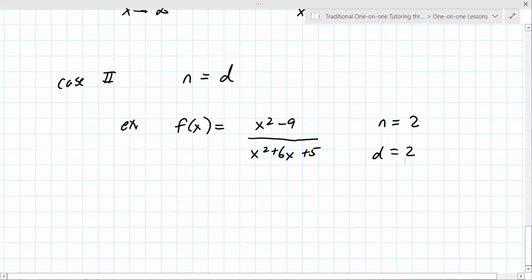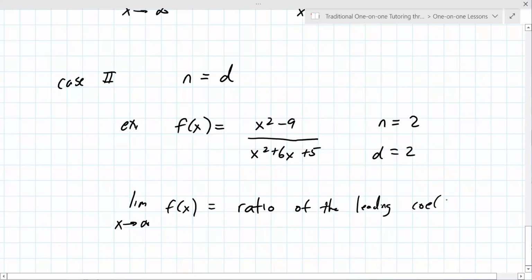So now your limit of f of x ends up being, I'm going to write in words, the ratio of the leading coefficients. It's like, what is that? Well, it's the numbers in front of x, or x squared in this case. So there's a 1 and a 1. Ratio means you're dividing. It's 1 over 1.